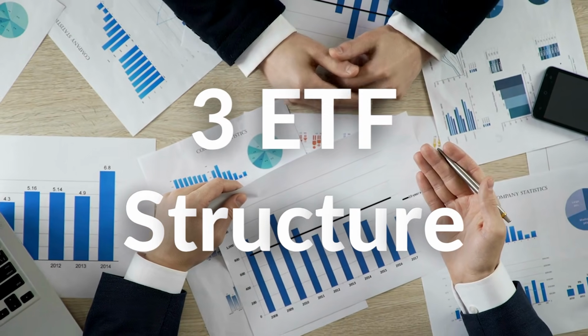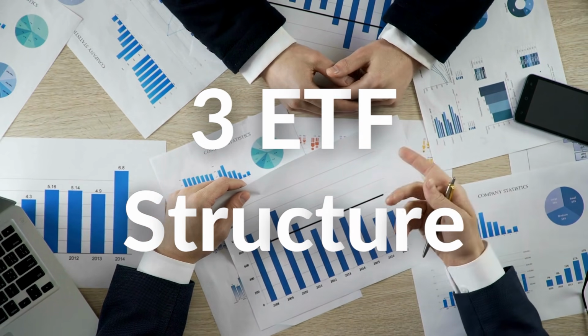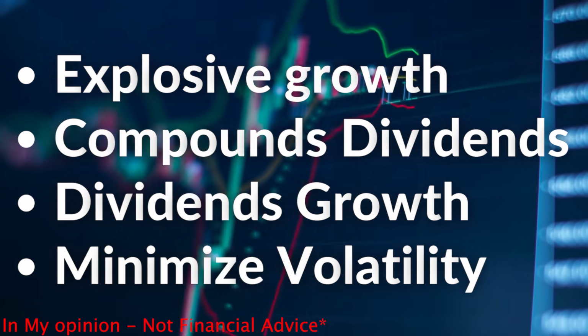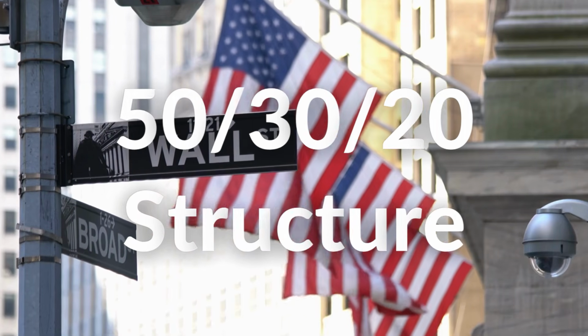Today, we are revisiting our 3 ETF structure, but with a major shift in focus. We aren't just chasing yield. We are building a machine that captures explosive growth, compounds dividends, but at the same time drastically minimizes portfolio volatility. The goal here is simple: provide broad market return potential over the long term while mitigating downside risk through a tactical selection of ETFs. And to do this, we are using a 50-30-20 framework.